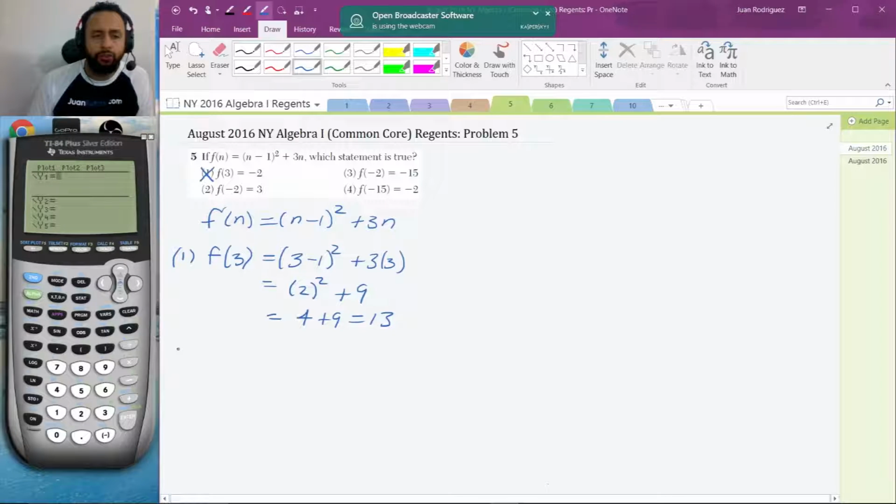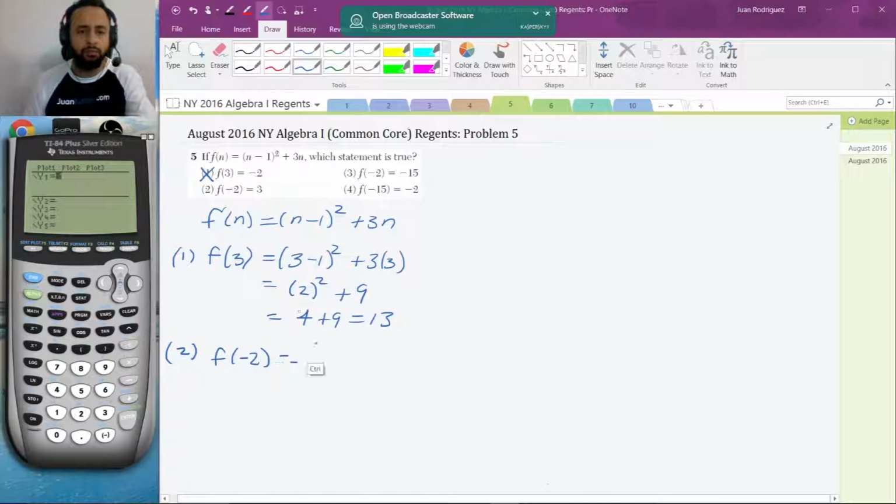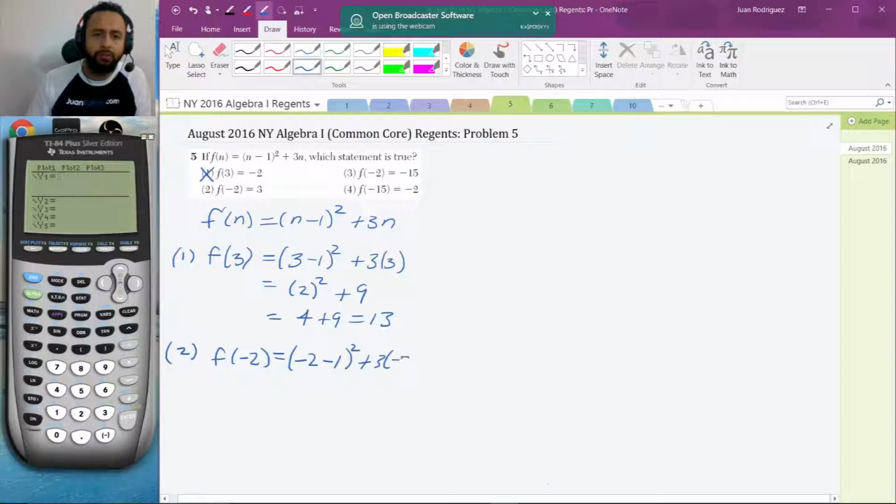Okay, choice 2, f of negative 2. Let's not be sloppy. It equals (negative 2 minus 1) squared plus 3 times negative 2. And then we just simplify. Negative 2 minus 1 is negative 3, squared, notice my parentheses, plus negative 6. Parentheses are necessary. Negative 3 squared without the parentheses is negative 9, but with the parentheses it's positive 9. Plus a negative 6, 9 minus 6, is equal to negative 3.